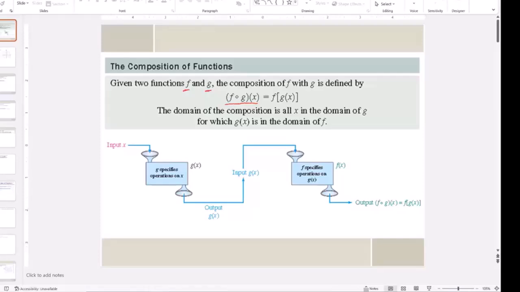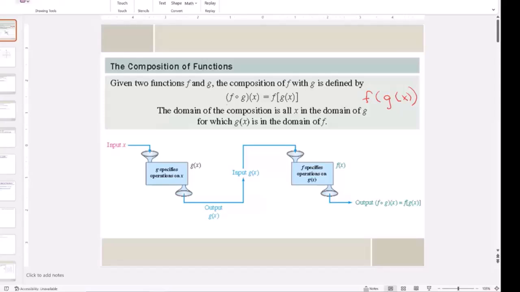A better way to write it so that you can actually use it to do math is f of g of x. Just replace that circle with your g of x inside parentheses. And the domain of the composition is all x in the domain of g for which g of x is in the domain of f. I know it doesn't sound very easy to understand, so we'll go through some examples, and I think by the time we're done, you'll understand.